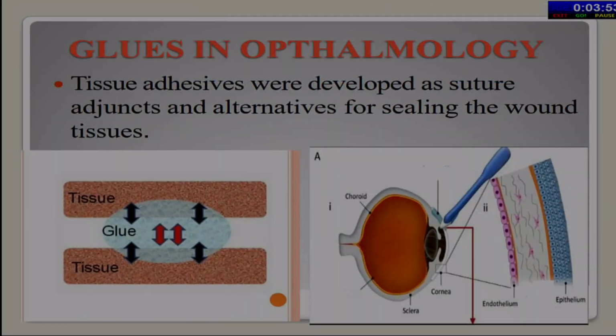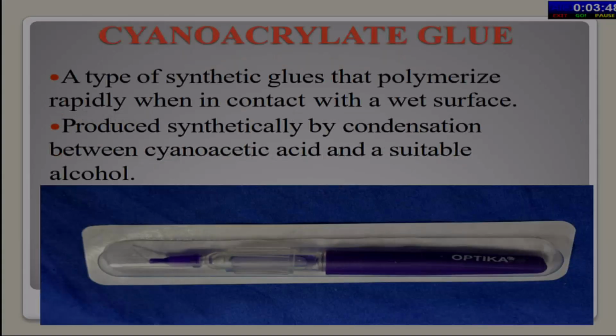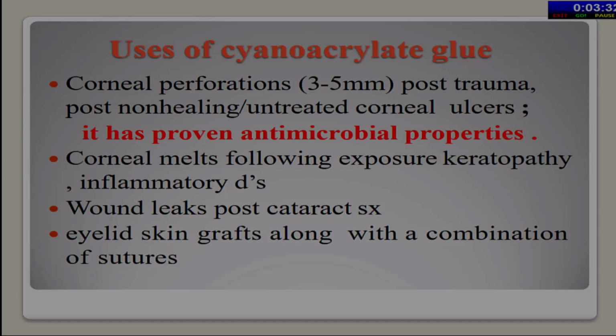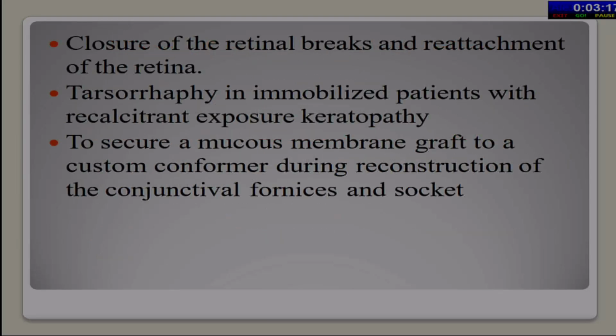Glues used in ophthalmology. There are basically three types of glues: synthetic, biological and other cross-linkable polymers. Cyanoacrylate glue, which we used in our case, is a type of synthetic glue that polymerizes rapidly when in contact with a wet surface. It is produced synthetically by condensation between cyanoacetic acid and a suitable alcohol. Other uses of cyanoacrylate glue mainly is corneal perforation. It also has proven antimicrobial properties. Corneal melts following exposure keratopathy, wound leaks, post-cataract surgeries, tarsorrhaphy in immobilized patients.